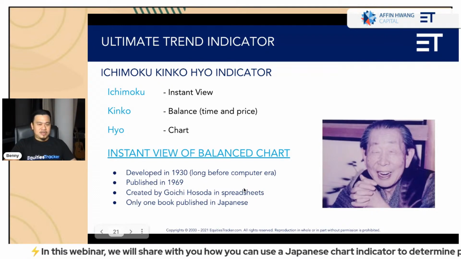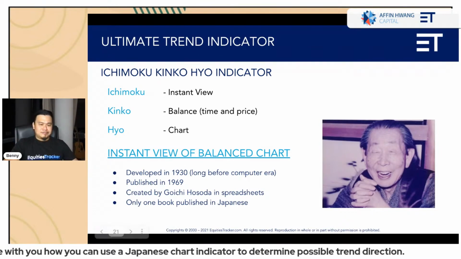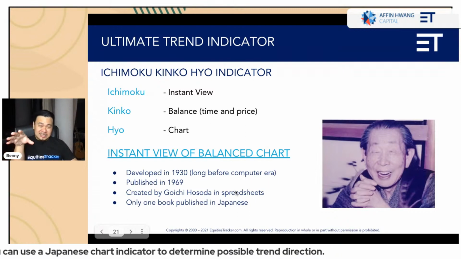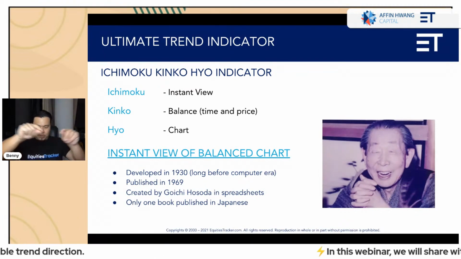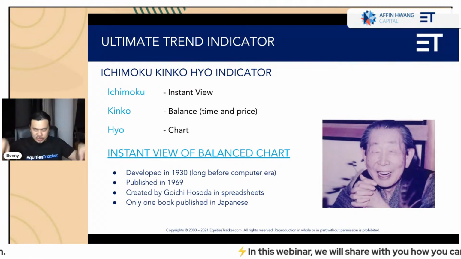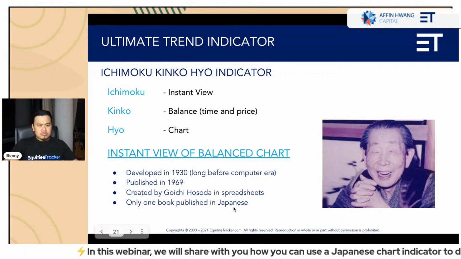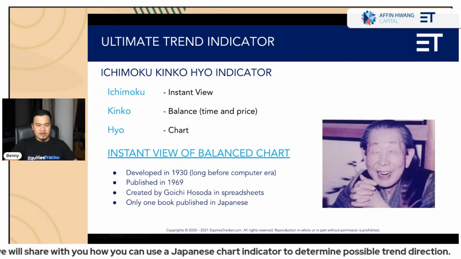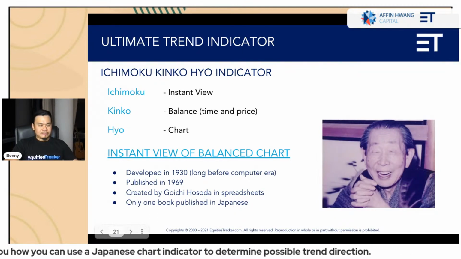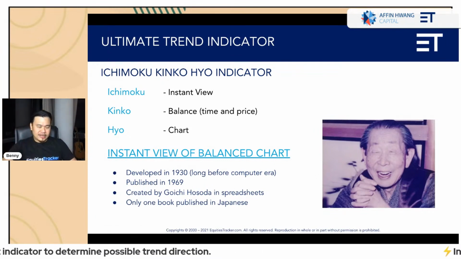And this indicator was used in 1930, okay, by this guy called Goichi Hosoda. And at that point of time, of course, in 1930, 1940 or whatever, we don't have computers. You probably just have a ledger, a physical paper ledger. So Japanese traders have been trading for more than 400, 500 years. Of course, the way they traded 400, 500 years ago is different. They don't use charts and all that.